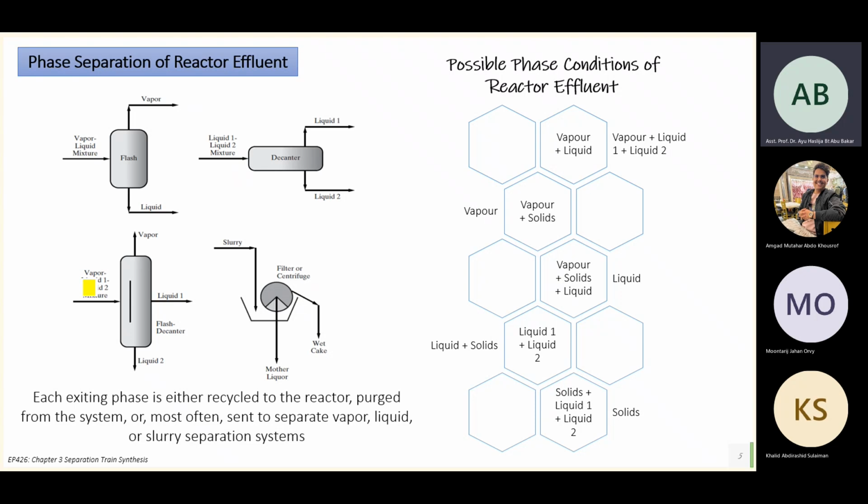So, vapor and liquid mixture. The liquid, you have two components. In this example, it suggests the flash decanter. But if you have slurry, you can use the filter or centrifuge. Okay, the rotary drum filter. Okay, this is just a suggestion. There are a few more unit ops that you can use.